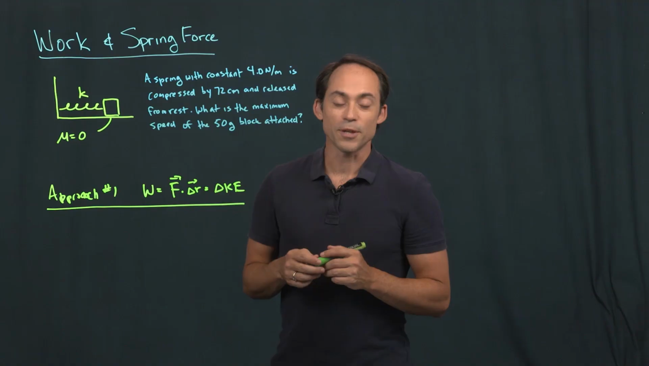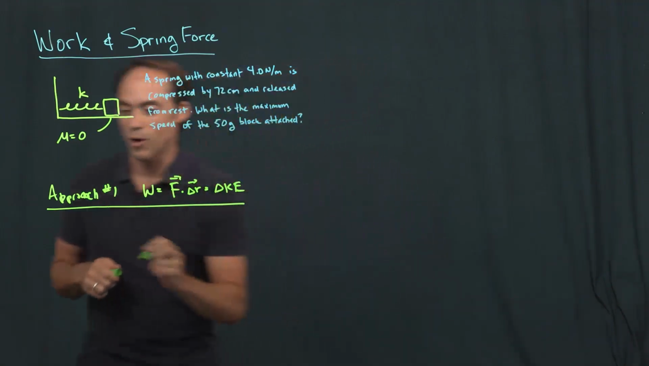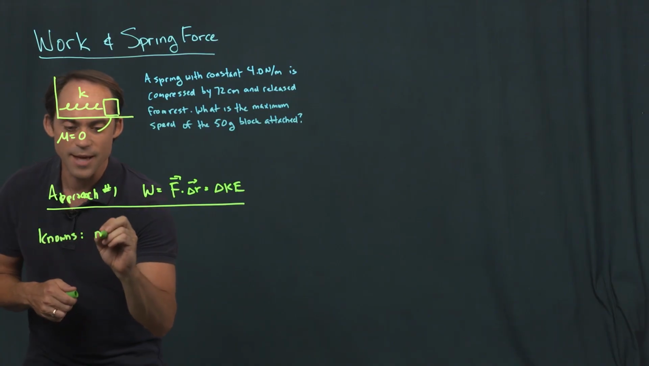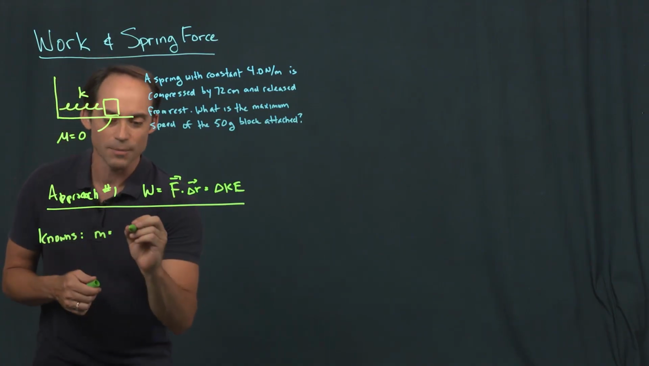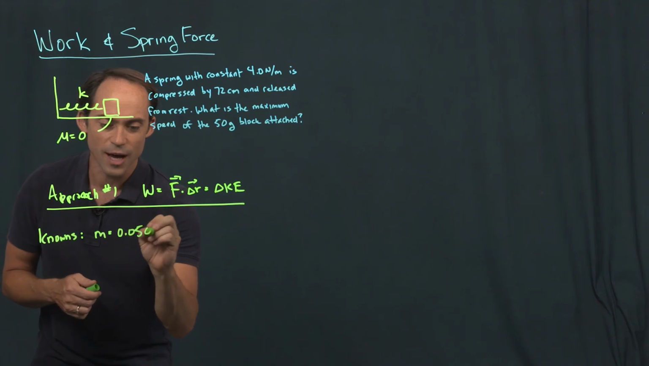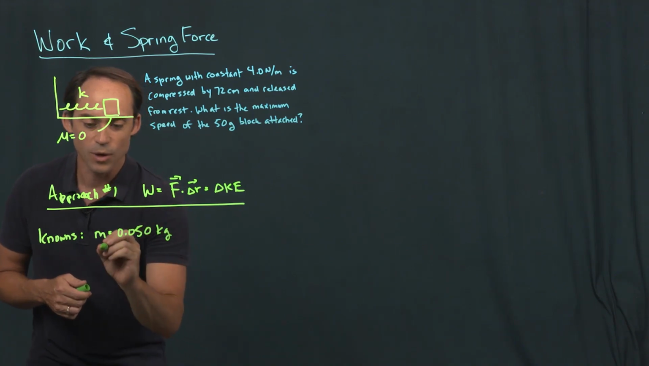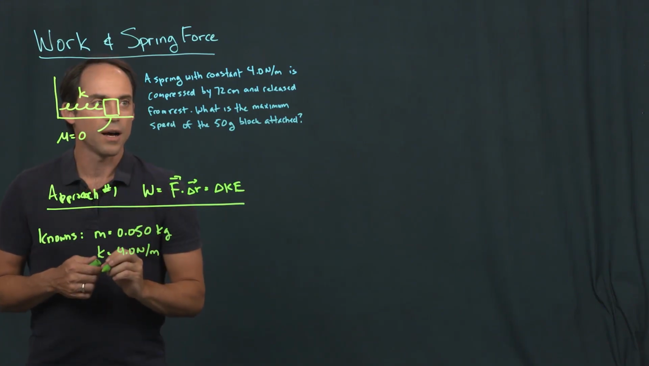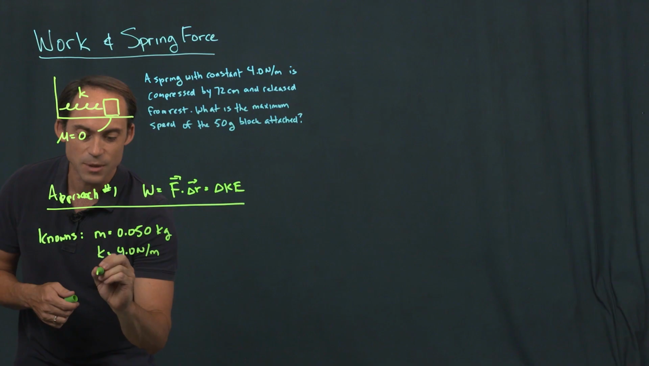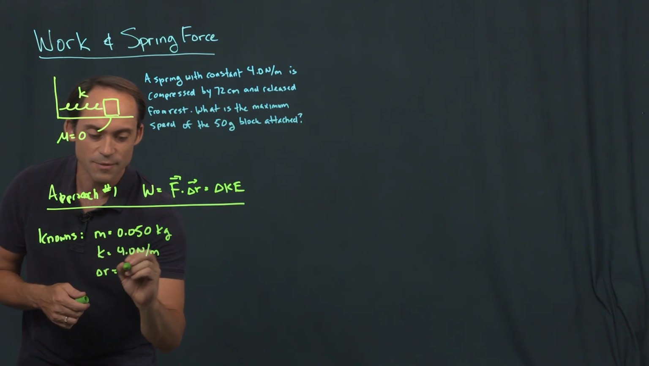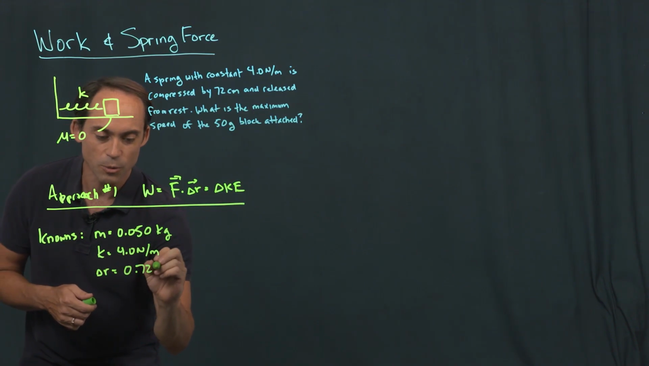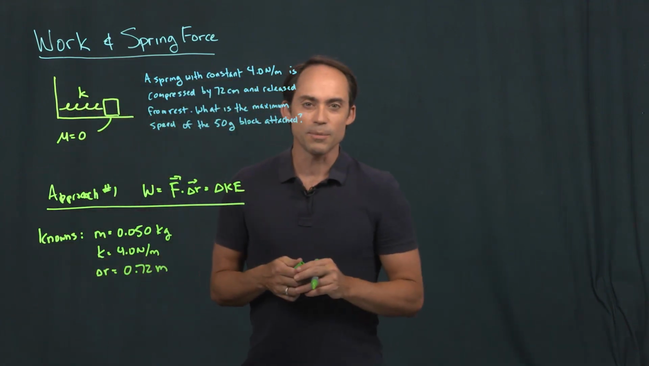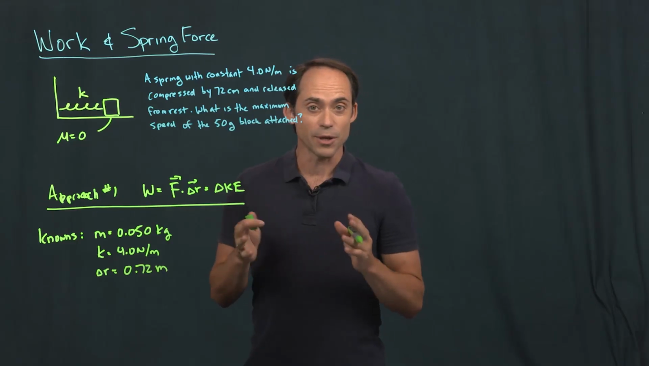To start off, we have to make sure we write down the knowns and the things that we want. So the knowns in this problem include the mass of the block, which is given as 50 grams. That's 0.050 kilograms. We're given the spring constant as 4.0 newtons per meter. We're also given an initial displacement of 72 centimeters, which is 0.72 meters. And we're also told that at the beginning the object is at rest, the spring is at rest.